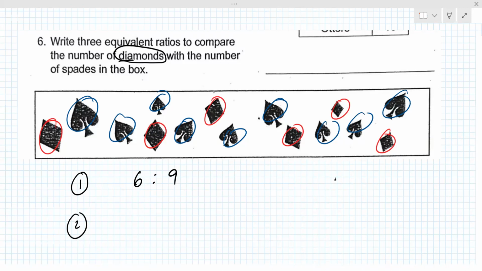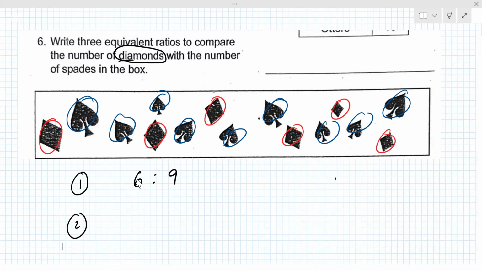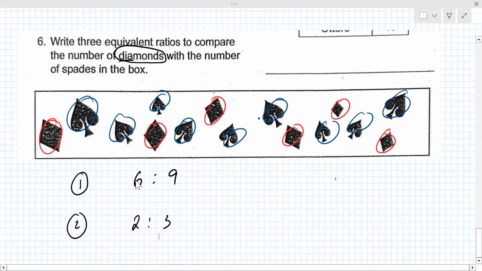I thought there were three ways to do it. Like 6 to 9, and the fraction 6 over 9. Oh, okay. So then it would be three equivalent ratios. So it would be the reducing. It would be divided each by 3, giving 2 to 3. Okay, that's good. So now you wouldn't normally do this, but you could go bigger.